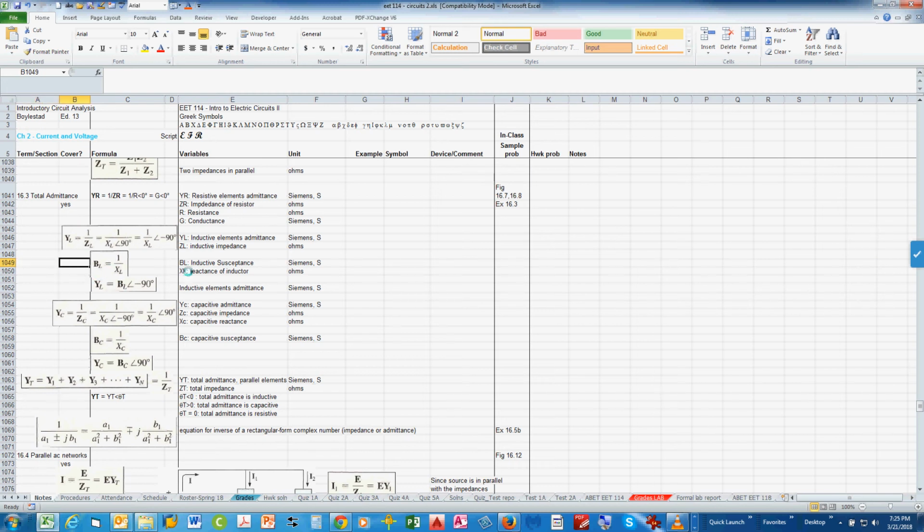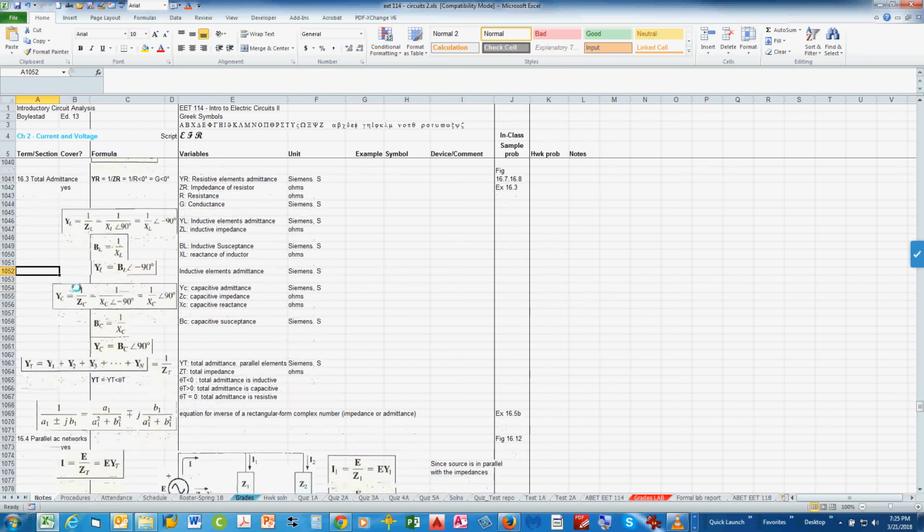B sub L is the inductive susceptance, and it's just equal to 1 over X sub L. So when we put B sub L in here, we get Y sub L equals B sub L angle of negative 90. That B sub L should be not bold, it's just a value, it's the magnitude. This is a vector and it has magnitude and direction, that's why it's bold, Y sub L.